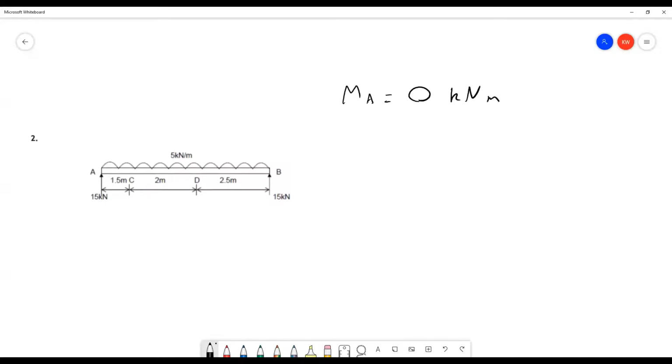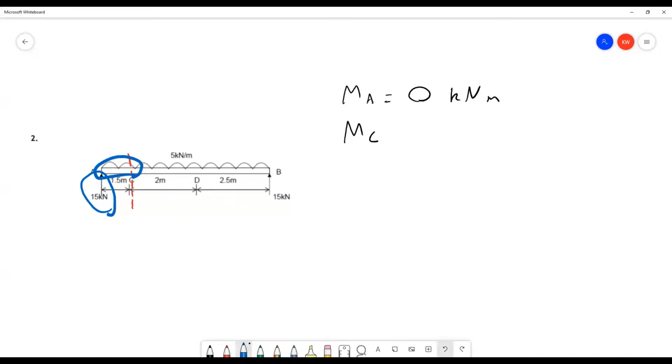So let's move on to the interesting ones. MC, let's start with that next. So we've got C, this point here, and we've got two forces to consider. We've got the force that's been applied here at point A, and we've also got the contribution of the uniformly distributed load here. So that is a force in itself, and we have to consider it.